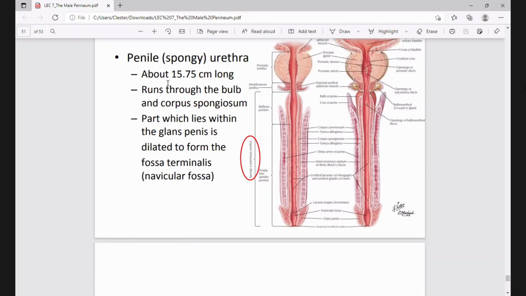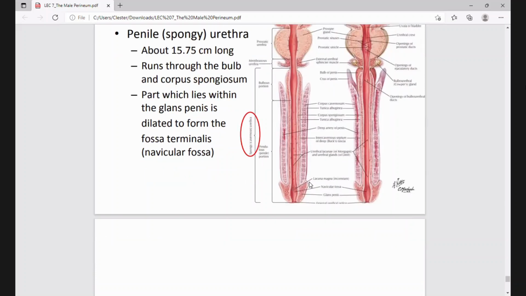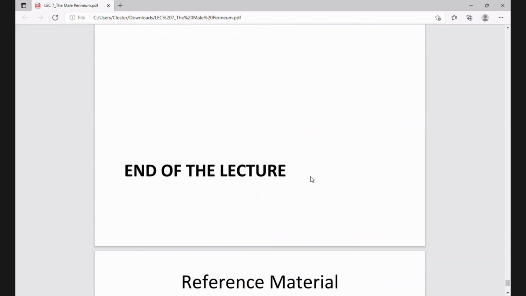Now, the penile urethra is found in the corpus spongiosum and is about 15 to 15.7 centimeters long. It is the part where the glans penis dilates. The part of the penile urethra at about the level of the glans penis dilates and becomes your fossa navicularis, or fossa terminalis. So I think that would be the end of this lecture.